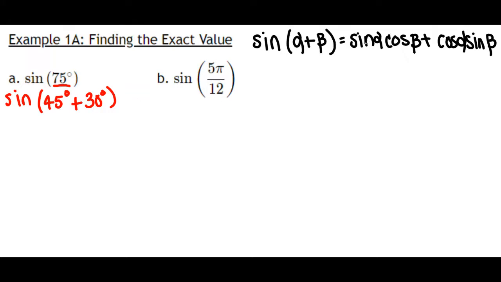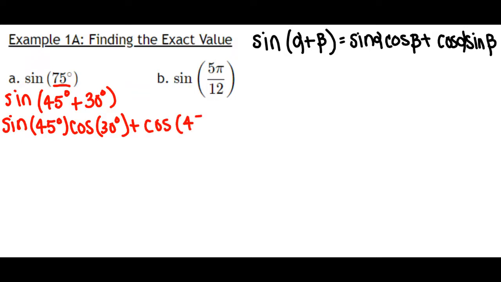We're going to go ahead and apply our formula. Alpha is 45, beta is 30. So we get sine of 45 degrees, cosine of 30 degrees, plus cosine of 45 degrees times sine of 30 degrees. Whoops, 30, not 300.